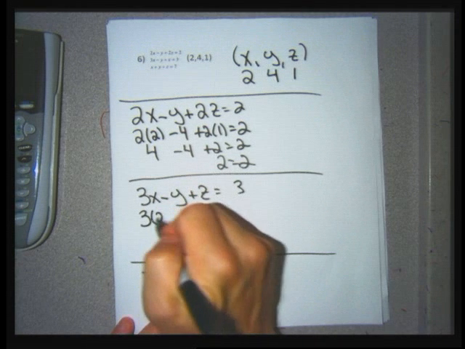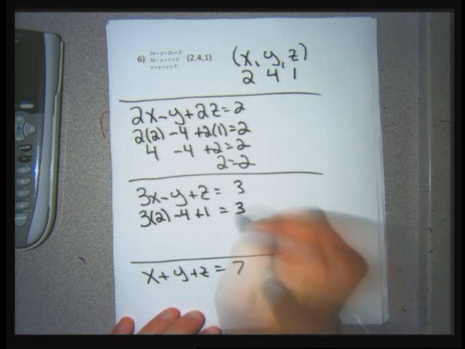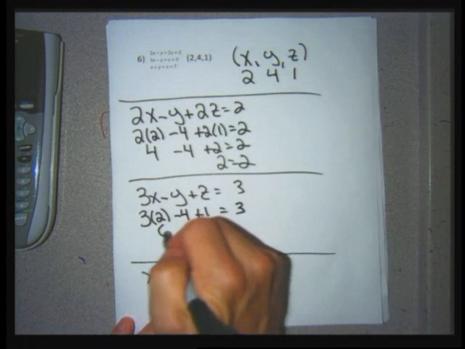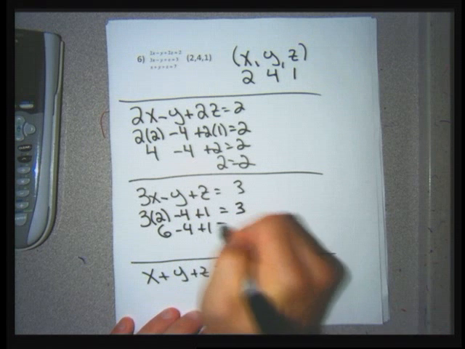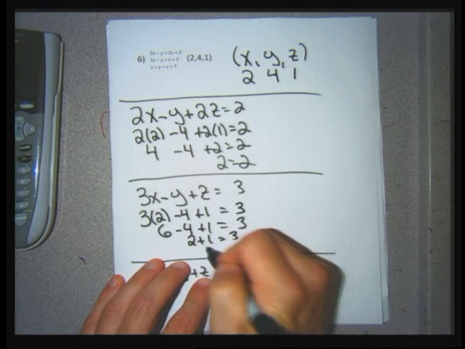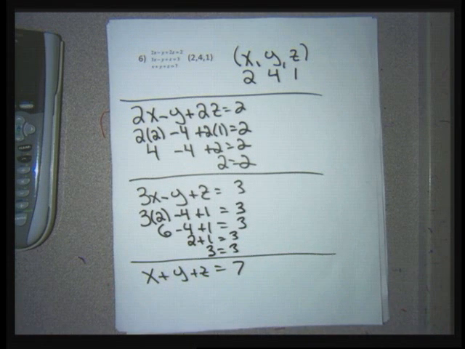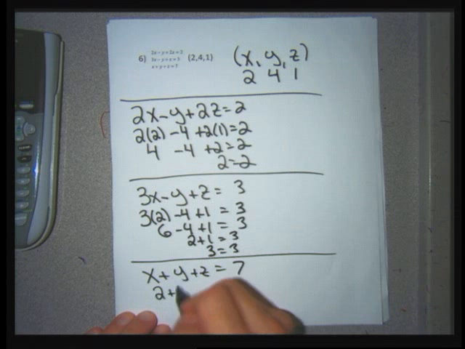So I'm going to check the middle, go 3 times 2 minus 4 plus 1, see if that equals 3. This gives me 6 minus 4 plus 1 equal to 3. 6 minus 4 is 2. And that leaves me with 2 plus 1 equal to 3, which is 3 equal to 3. So (2, 4, 1) is a solution to the top equation. It's a solution to the middle equation. Now I need it to be a solution to the bottom equation.